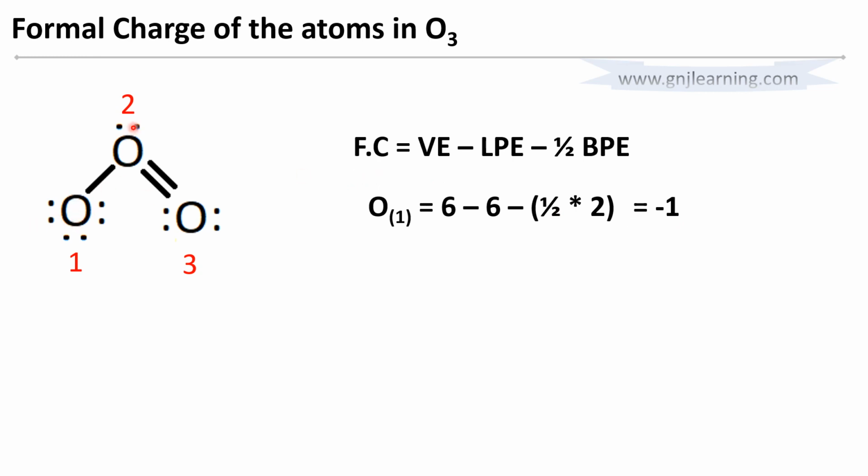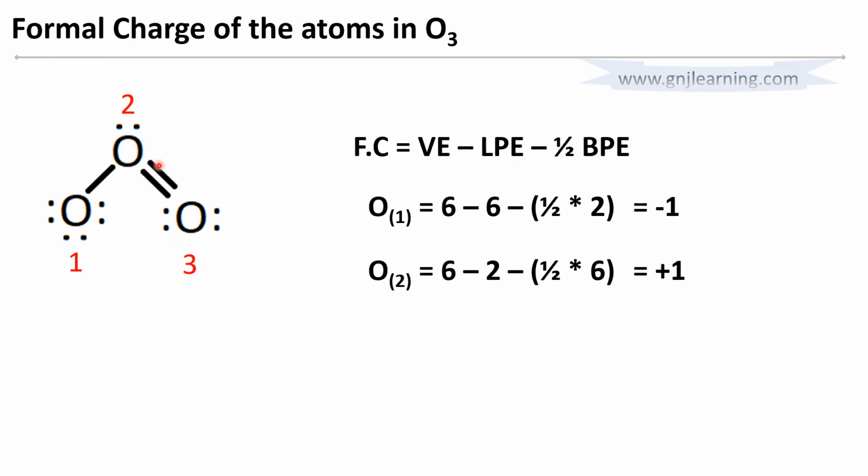Now let us look at the second oxygen. In the second oxygen, what happens? We have valence electrons again 6, lone pair is 2, and bond pair electrons: it has 3 bond pairs, isn't it? So half of 6 is equal to 3, which gives +1. Why is it +1? You can see oxygen must have 6 electrons, isn't it? So oxygen now has 2 by its own, then it is sharing 3 electrons with others. So how many is this oxygen having?